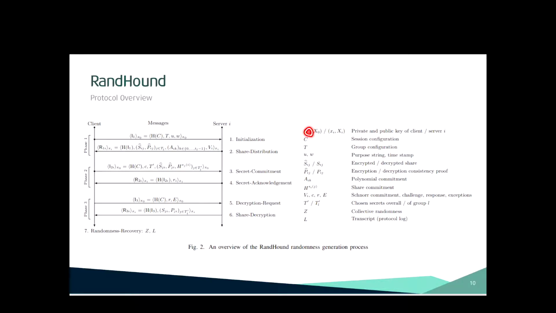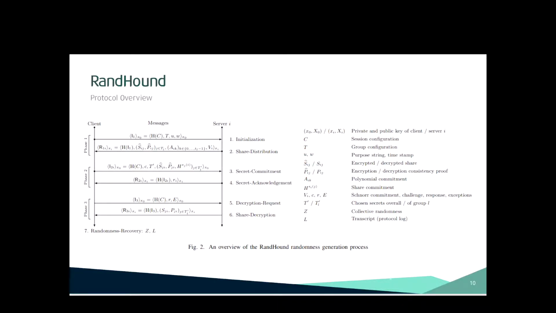This 0 means client, and this I means some servers. And this C means some session configuration, and T is a group configuration and indicates how the group is divided. U means purpose string, and this W means timestamp. And these values are included in this configuration.